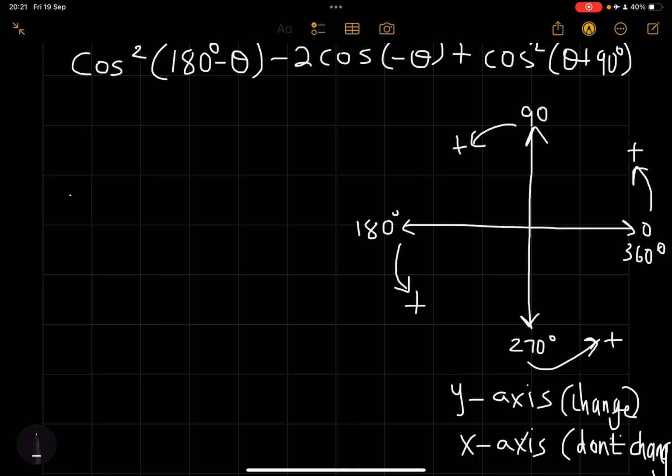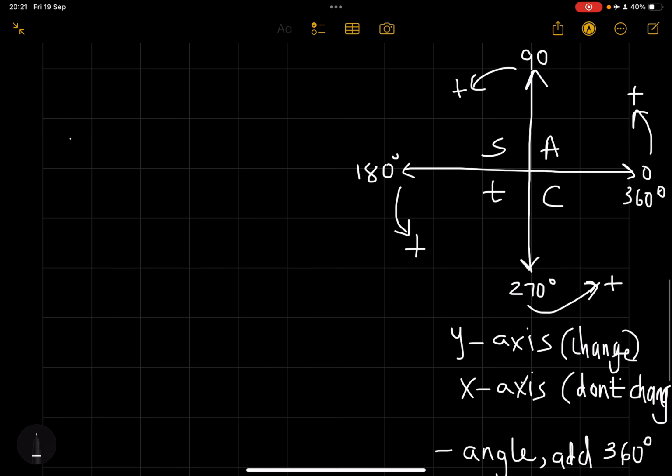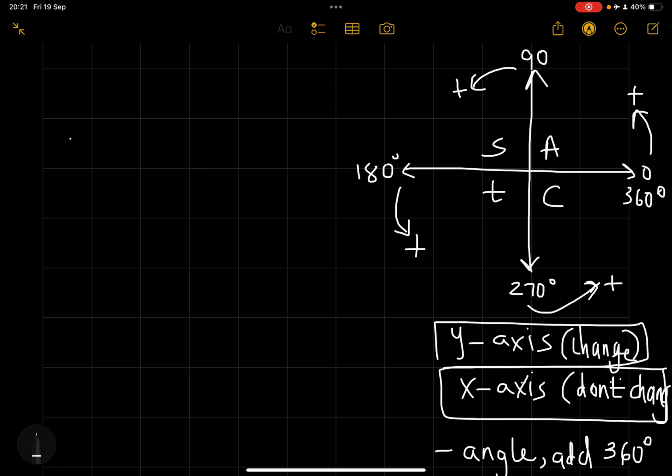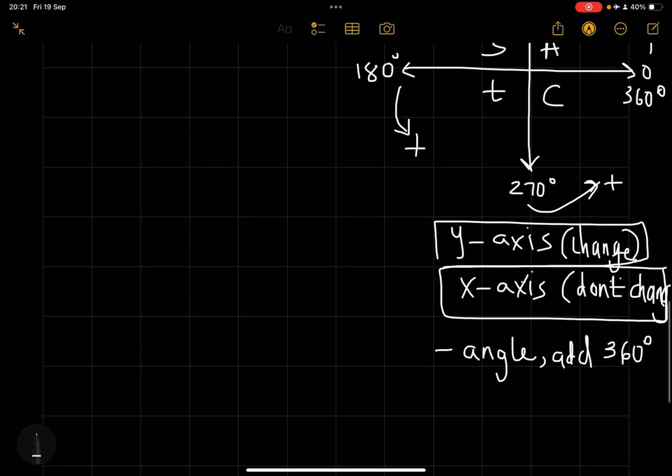Awesome. And then remember here, all of them are positive. Sine is positive, then tan and cos. Now, ladies and gents, we are going to do this. If we are starting on the y-axis, we change. So sine becomes cos, cos becomes sine. But if we are starting on the x-axis, we stay the same. If you had sine, you stay as sine. If you had cos, you stay as cos. And if the angle is negative, just add 360 to it and then do the normal reduction.